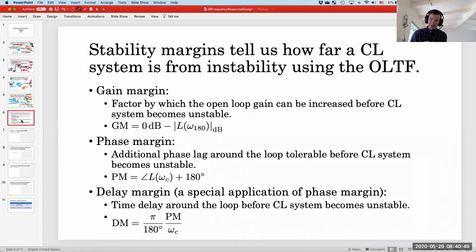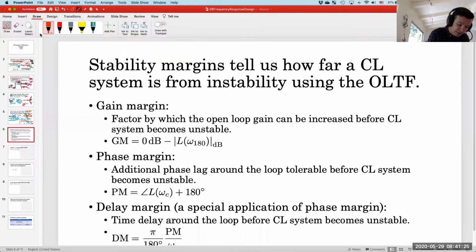Everything I just said is included in this slide, but I wanted to show you an example and a graphical demonstration before we got into the strict definitions of these things. So perhaps it's time now to talk about the definitions. Like I said, the gain margin is the factor by which the open loop gain can be increased before the closed loop system becomes unstable. If that factor is a negative decibel value, you're already unstable. And the way to calculate it is you take the 0 dB point and you subtract the magnitude of the open loop transfer function at omega 180.